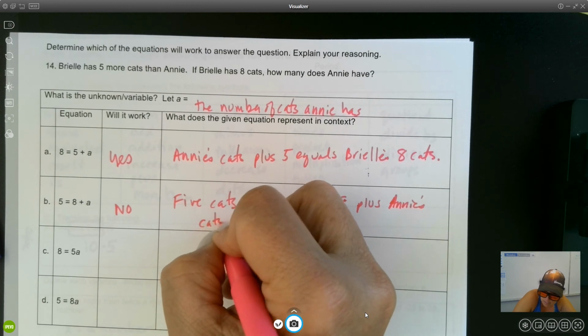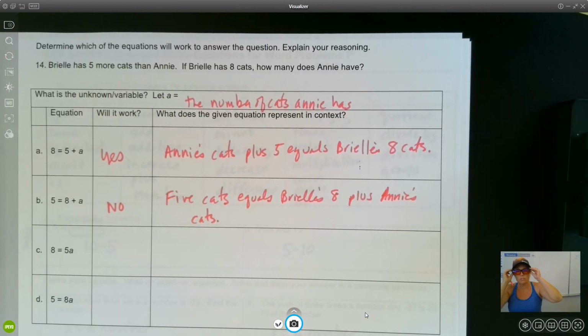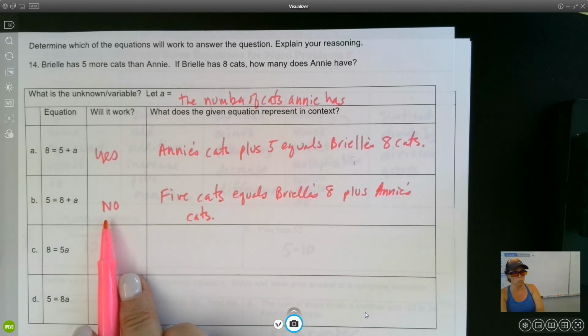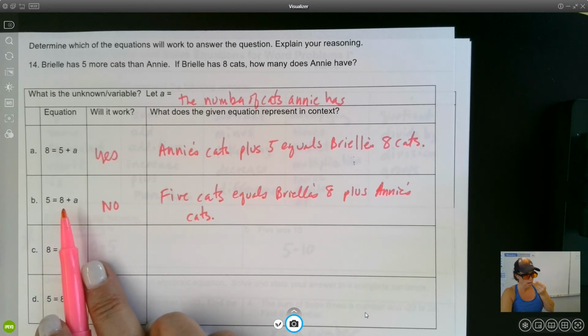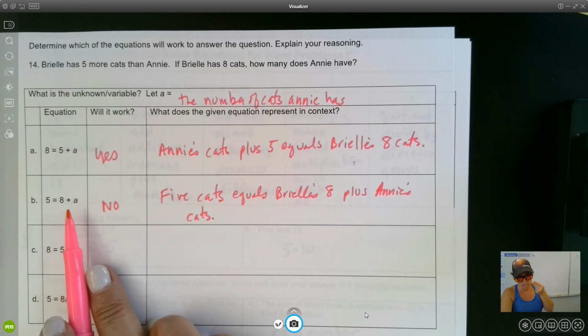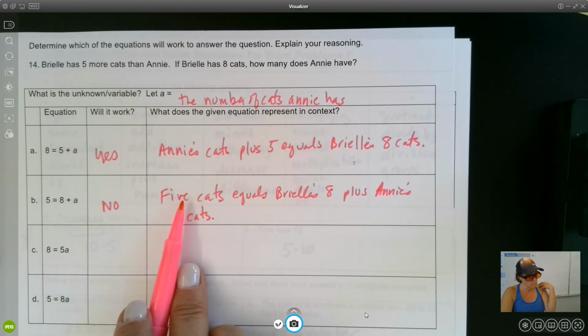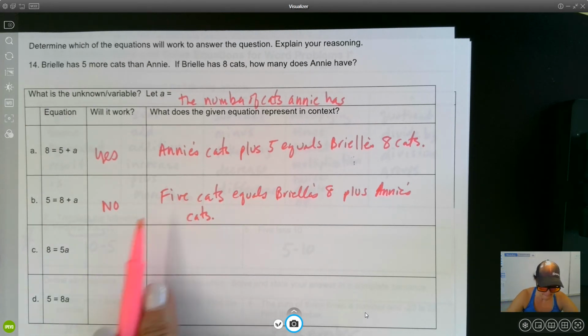So again, it's difficult to write what it means when it doesn't work. You have to kind of get inside somebody else's head to think about what could have been meant by that equation. Okay, this equation and this, they don't make sense in the context of the problem. That's why it's a no. It's hard to come up with that.